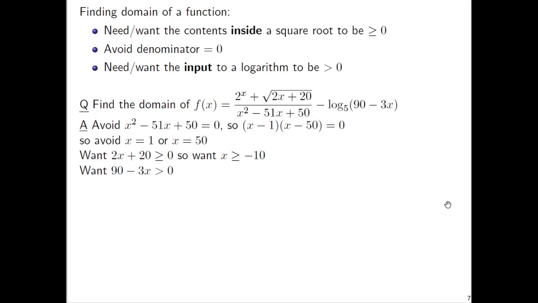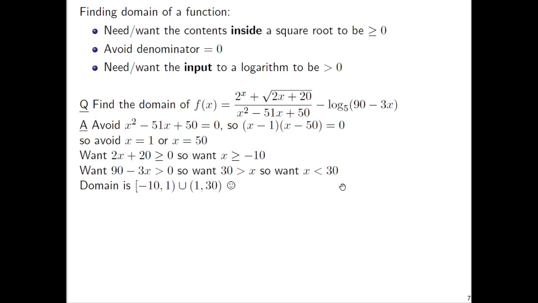We also want the input to the logarithm, so that's 90 minus 3x, to be greater than 0. So if you work that out, add 3x to both sides, divide by 3 on both sides, you get 30 is greater than x, or if you want to write this differently, we want x to be less than 30. So piecing this all together, the domain should be bracket negative 10 comma 1 parenthesis union parenthesis 1 comma 30 parenthesis.